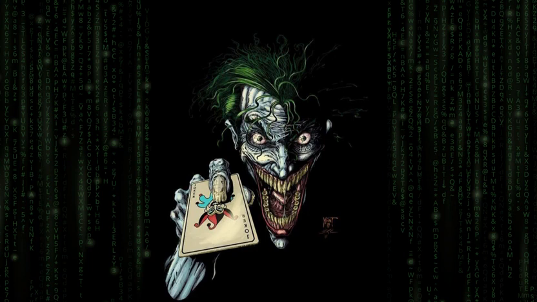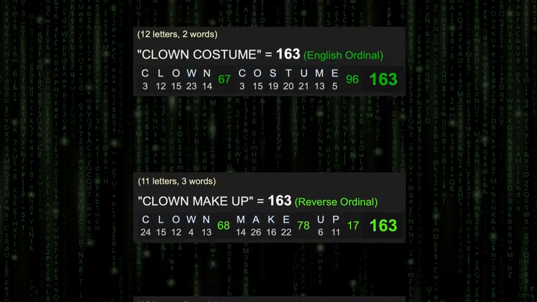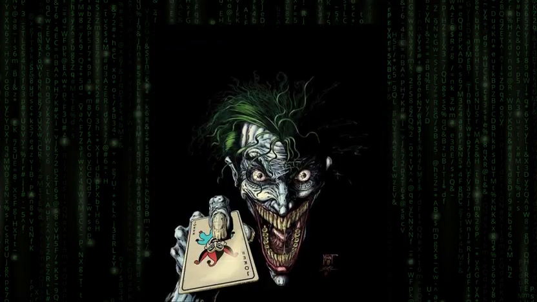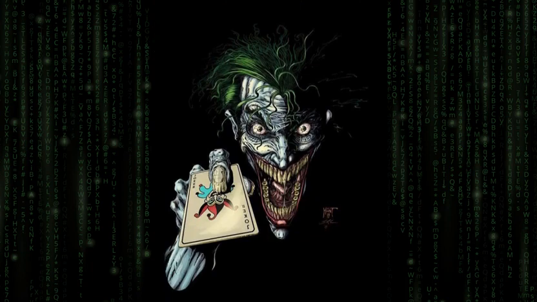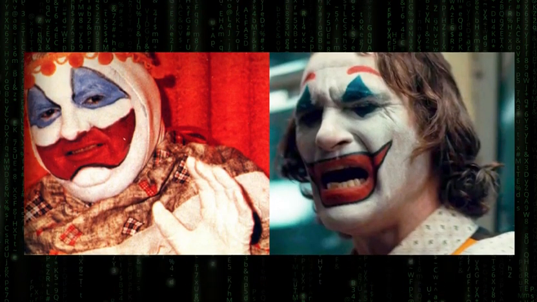Again, we looked at murder by numbers. The most famous killer clown, albeit a fictional killer clown, is the Joker of DC Comics, who is the Batman villain. All these terms, Psycho Jester, Clown Makeup, Clown Costume, the Killer Clown, can apply to DC Comics' The Joker. Speaking of the Joker, 2019 saw the release of a cinematic adaptation of the Joker.